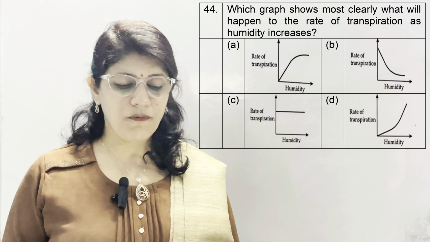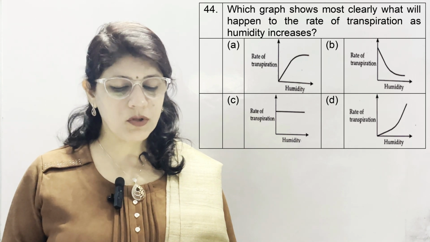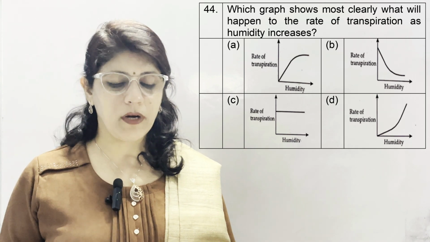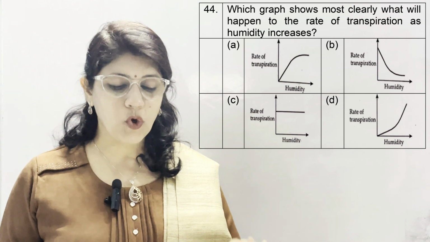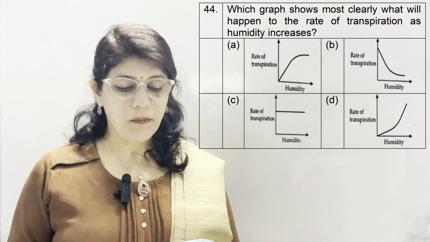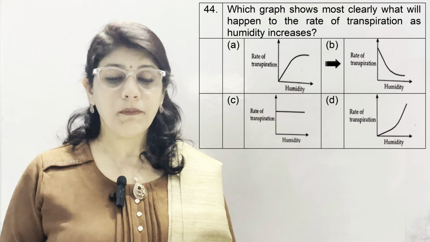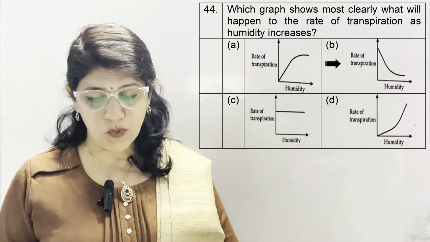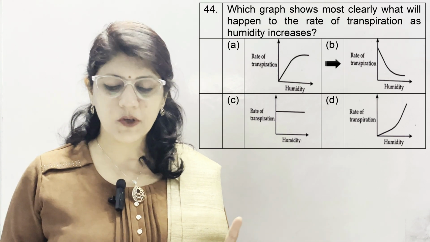In question number 44, which graph shows most clearly what will happen to the rate of transpiration as humidity increases? And in the given options, B graph is the correct one because transpiration is reduced if the air outside is humid.